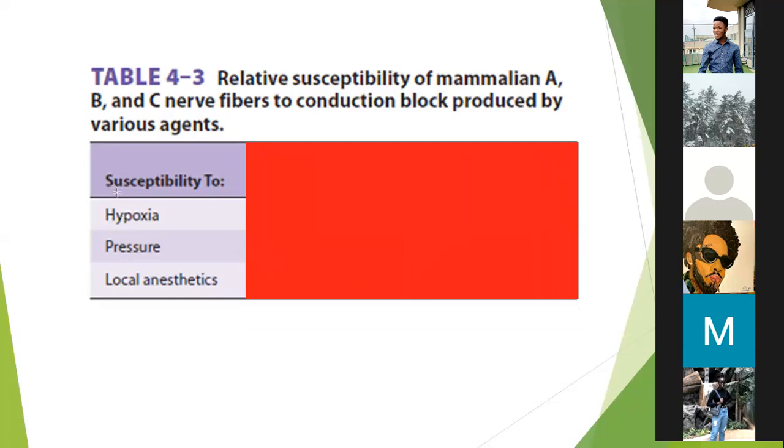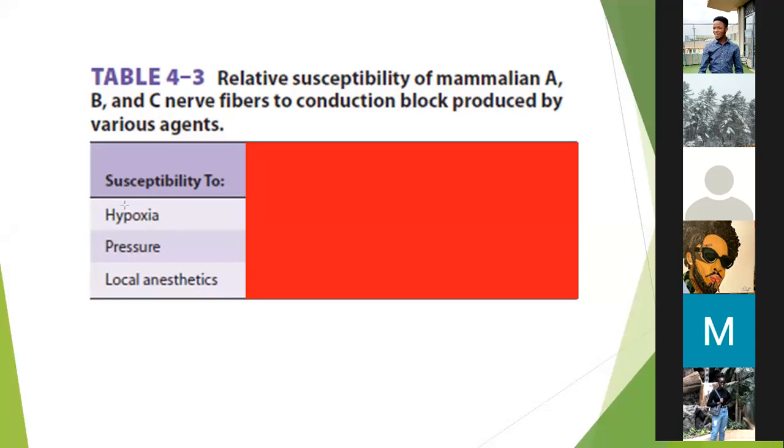So if you expose nerves or neurons to hypoxic condition, hypoxia means low oxygen supply. That means they are kept without enough oxygen. If you expose them to that, you find that you are going to slow down their speed of conduction. You're going to affect their functionality.